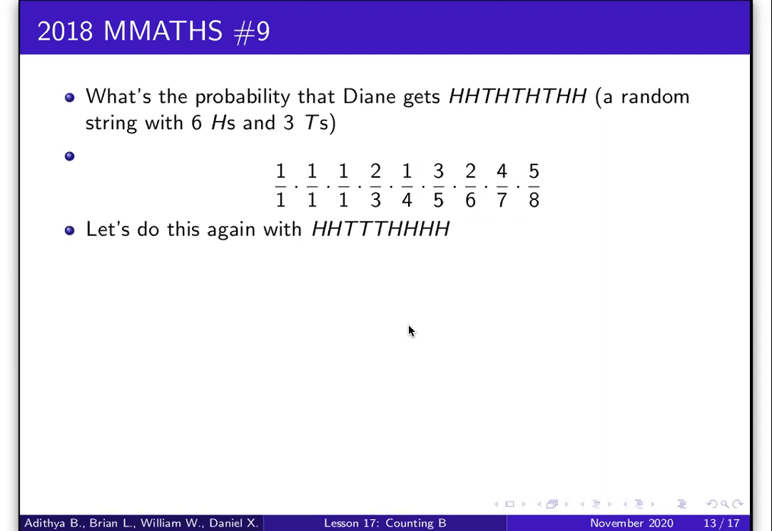So let's try another case. Let's try this again with the tuple heads, heads, tails, tails, tails, heads, heads, heads, heads. I'll just quickly write it out again. This time we're going to get 1/1 times 1/1 times 1/1 times 1/3 times 2/4 times 2/5 times 3/6 times 4/7 times 5/8, and we do this in the exact same way. All we're doing is, for each coin, individually computing its probability based on the proportion of heads or tails before it. So looking at these two expressions, can anybody conjecture something?